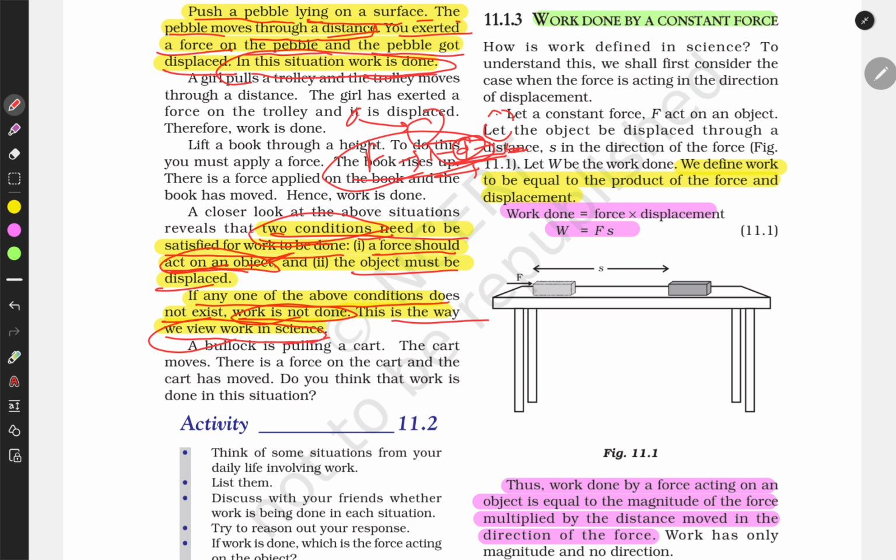Suppose I'm working in my college, or on a computer or in an office, or I'm working on a project. This is a different sense we use in daily life. But in science, work is when you apply force on an object and the object displaces. Two things happen: you apply the force and the object displaces, and this is called work done.